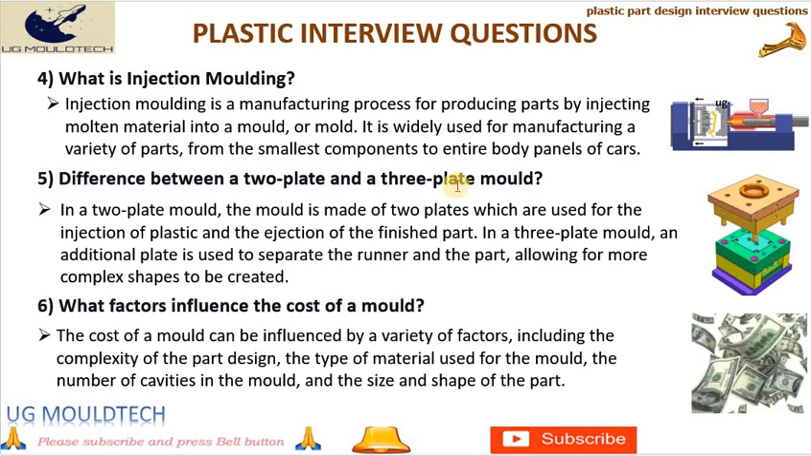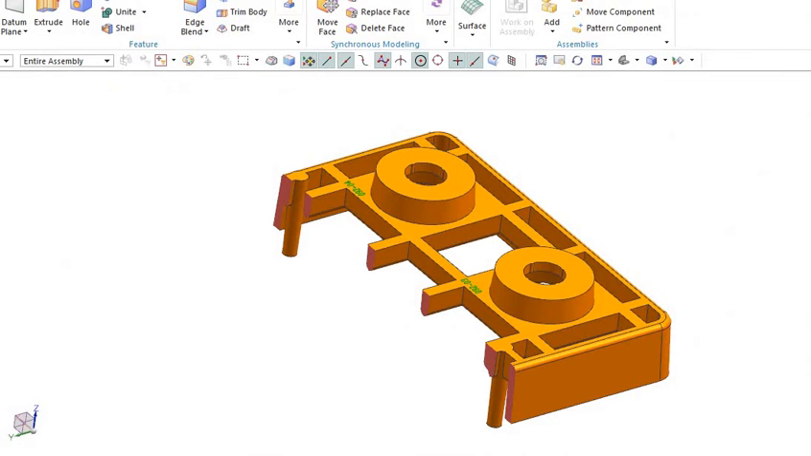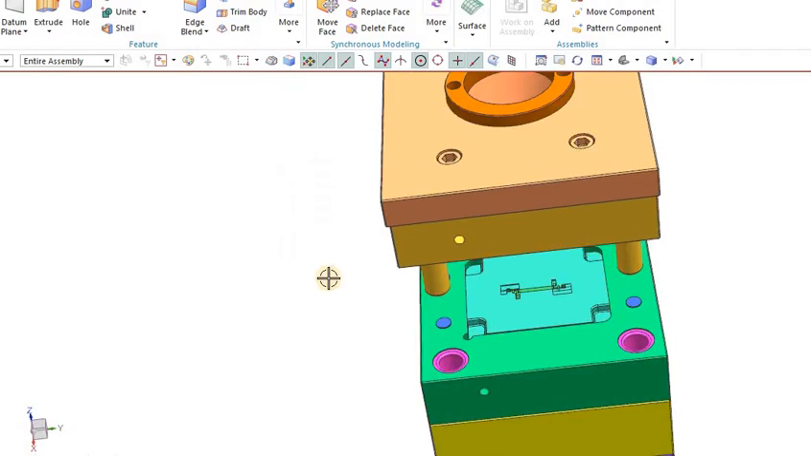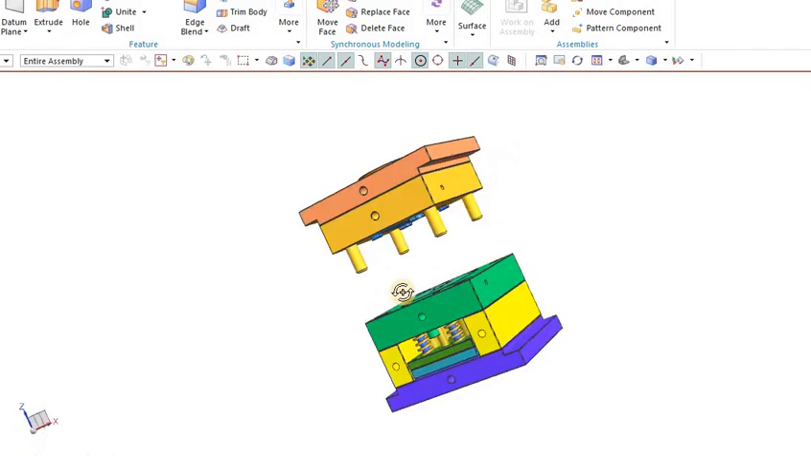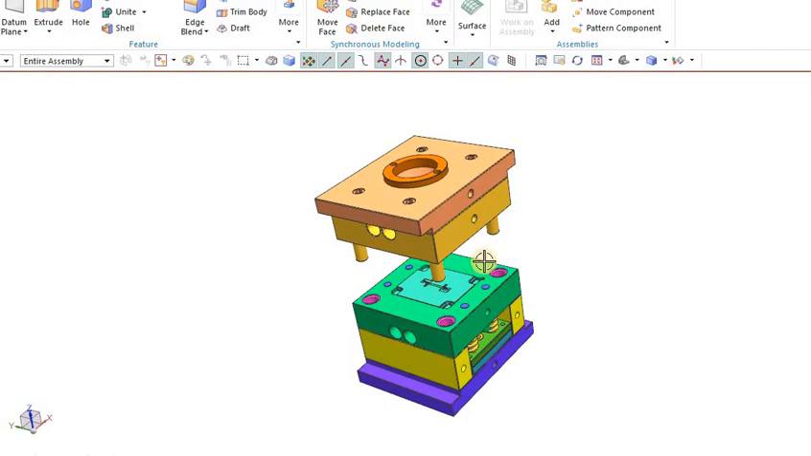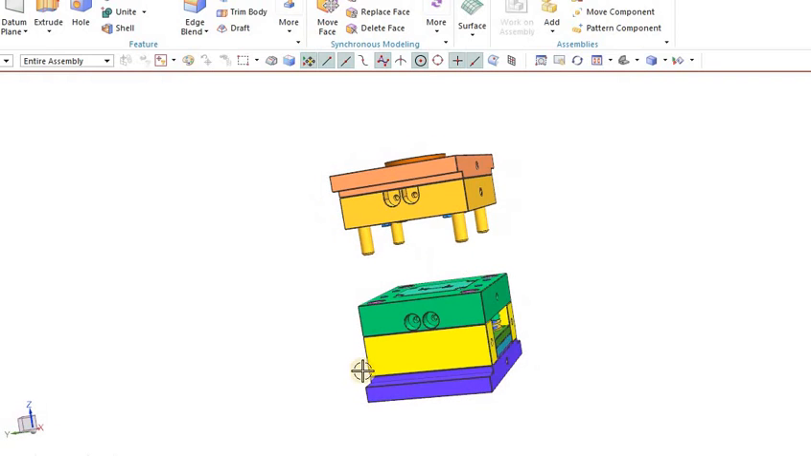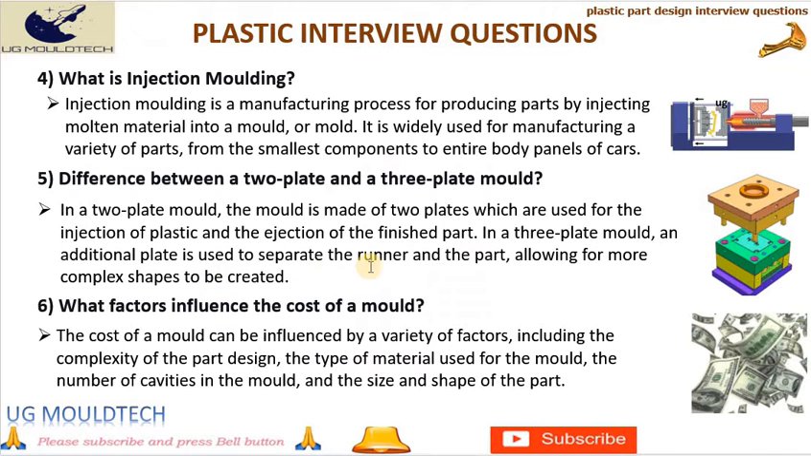Friends, next point in interview questions for injection molding is 5. What is the difference between a 2-plate and a 3-plate mold? In a 2-plate mold, the mold is made of 2 plates which are used for the injection of plastic and the ejection of the finished part. In a 3-plate mold, an additional plate is used to separate the runner and the part, allowing for more complex shapes to be created.